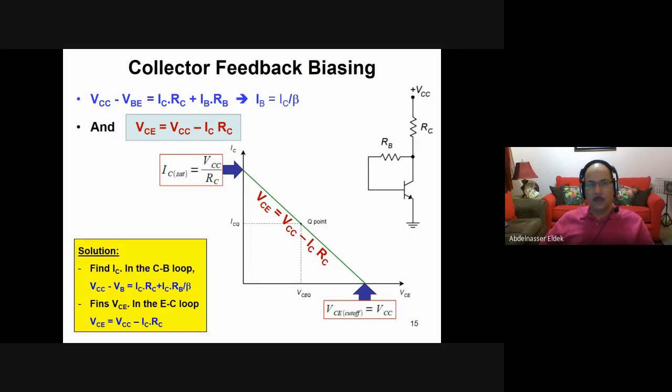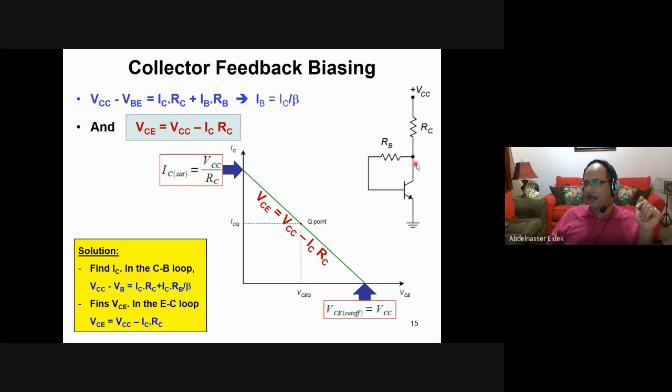There are other methods also to bias the bipolar junction transistor, but they are not that stable. One of them, for example, is this method here, which is called collector feedback biasing. The base is connected to the collector through this RB like this. Now, if I want to solve this one, as I said, usually we need to find the relation between VCE and IC. It is the same idea.